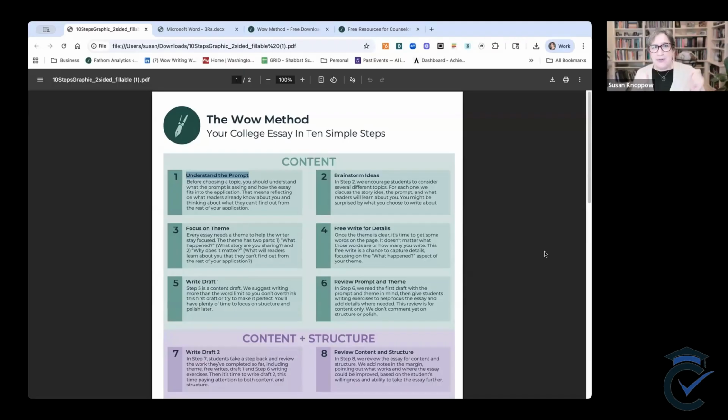Students dive in, they brainstorm ideas, they try to find out what's unbelievably unique about themselves, and they start from there.